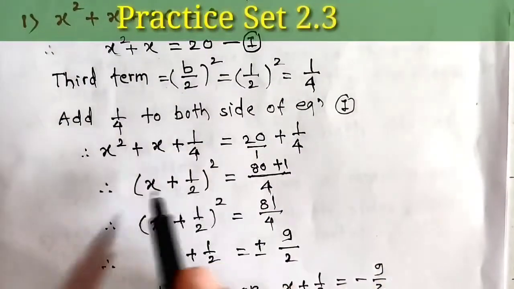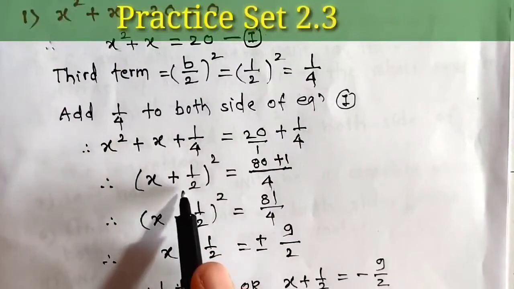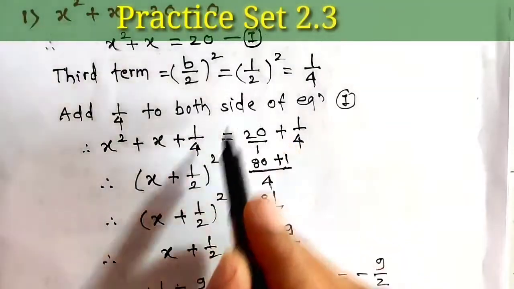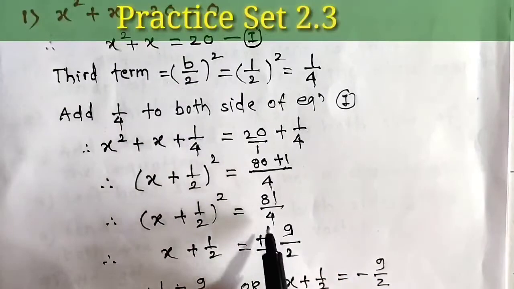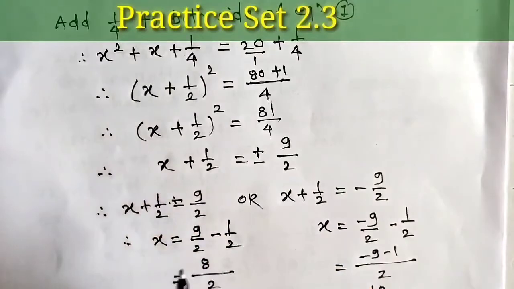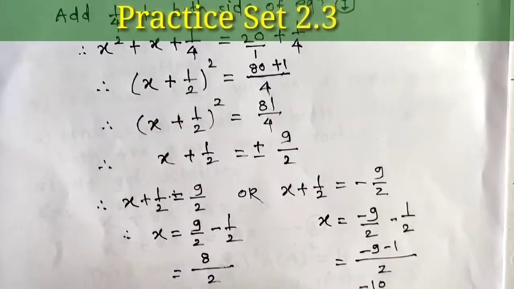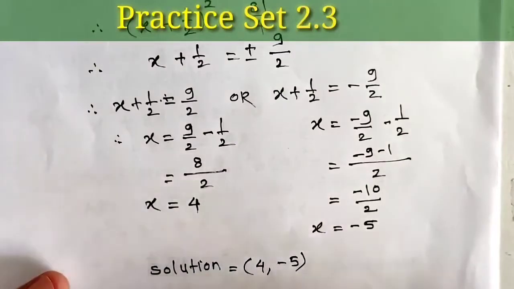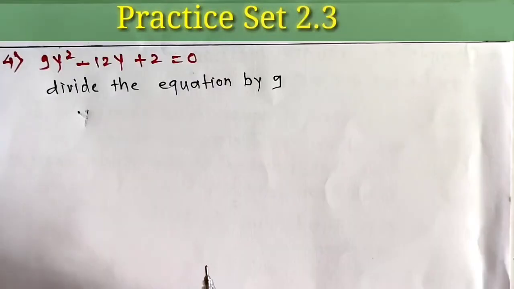If we add, we get the left hand side as a complete square: square root of first term, sign of middle term, square root of third term is here. Bracket square is equal to, simplify this one by adding. So we get 81 by 4. By taking square roots we get plus minus 9 by 2. So either plus 9 by 2 or minus 9 by 2, we get two values, 4 and minus 5. So in this way we can solve this equation using the completing square method.